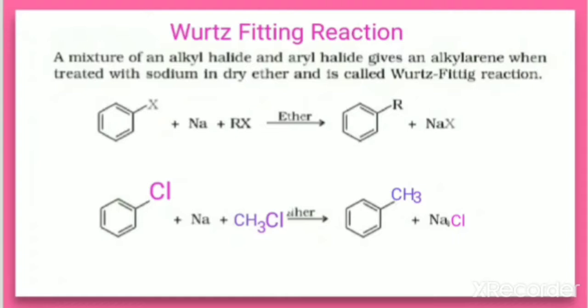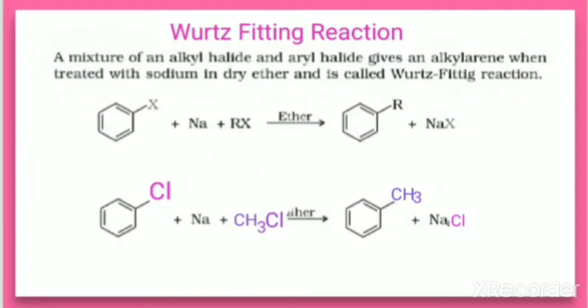Because in the Fittig reaction, we have discussed the reaction of sodium metal with haloarene, and in the Wurtz reaction, we have discussed the reaction of haloalkane with sodium. But the combination of both, that is the combination of the Wurtz and the Fittig reaction, is called the Wurtz-Fittig reaction. So whenever you are studying the Wurtz reaction, Fittig reaction and Wurtz-Fittig reaction, you learn them together. So that will be easier to remember.